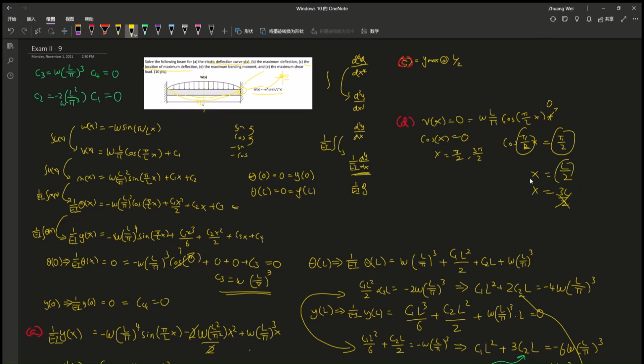So we're going to keep this number, so we're going to plug it back into M of x. L over 2, right, equals M max, right? It's going to give you W L over pi, and sine of pi over 2, so this is L over 2, sine of pi over 2 equals 1, perfect, plus C1. What is C1? C1 is 0, C2 is negative... Okay? And this is M max. This is M max.